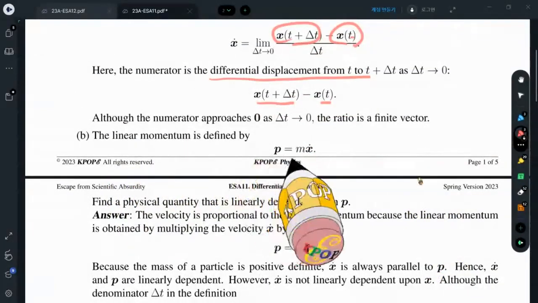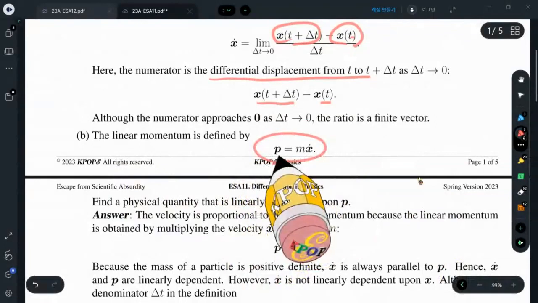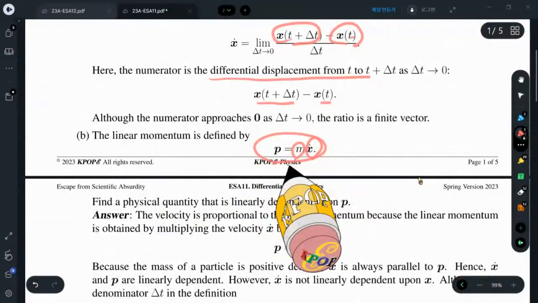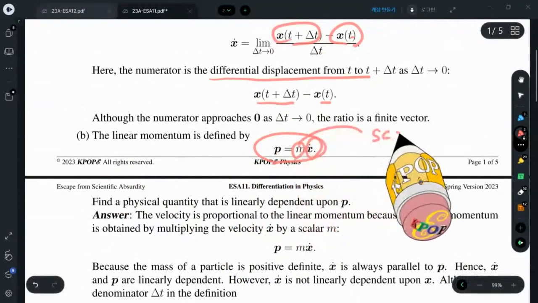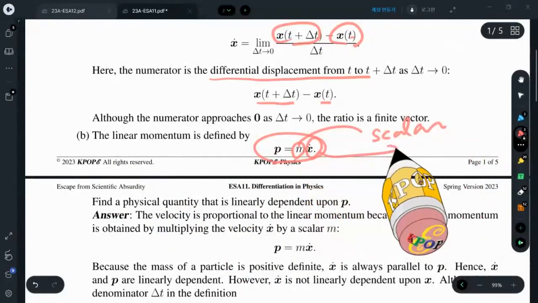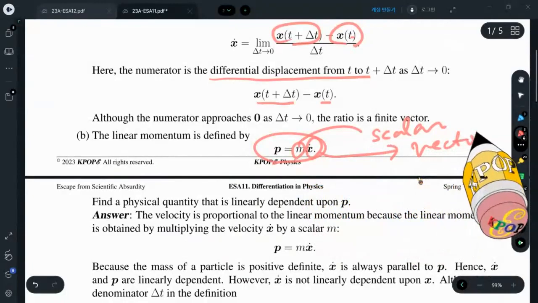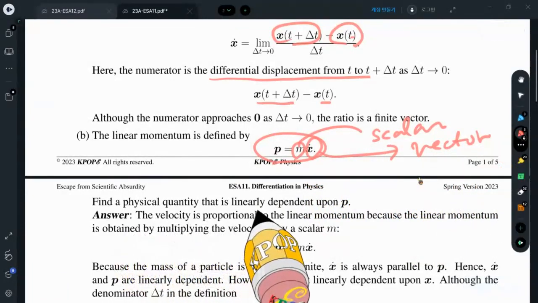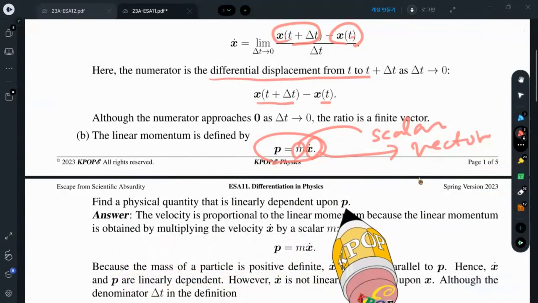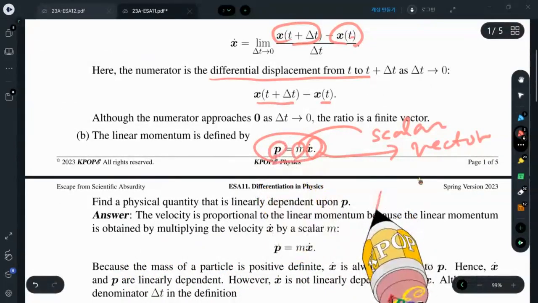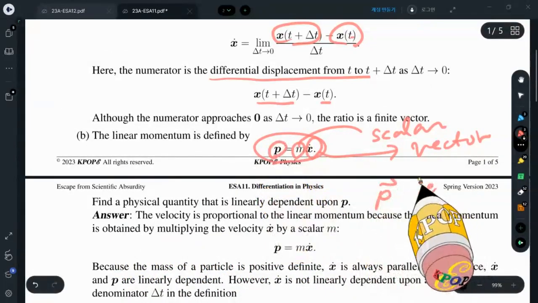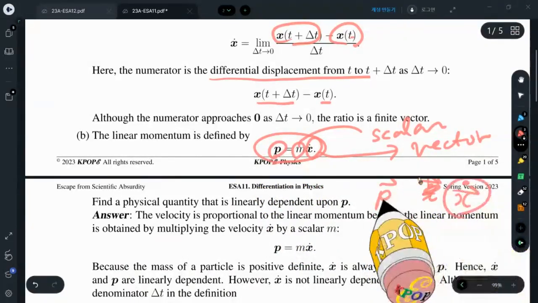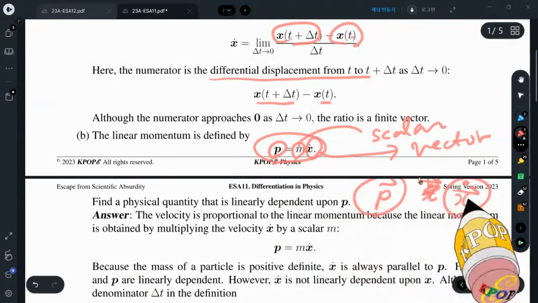Linear momentum is defined by, okay, linear momentum is a mass multiplied by velocity. So it is a scalar. It is a vector. Find the physical quantity that is linearly dependent upon P. Yes, P, x dot, they are linearly x vector dot. So they are linearly dependent.